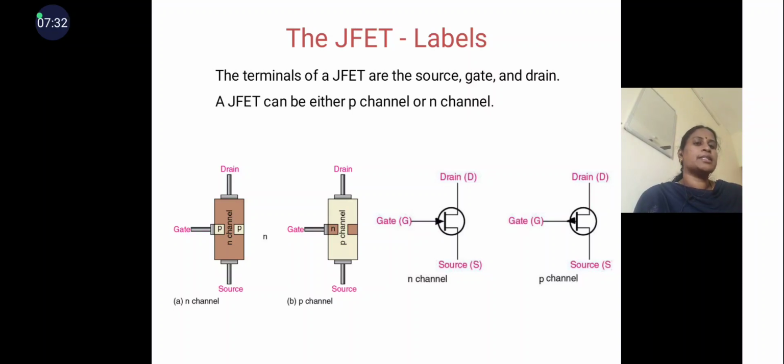Here we can see the symbolic representation of N channel and P channel JFET. In N channel, you can see the gate arrowhead inward, and in P channel the gate arrowhead is outward. So with this symbolic representation we can identify which one is N channel JFET and which one is P channel JFET.